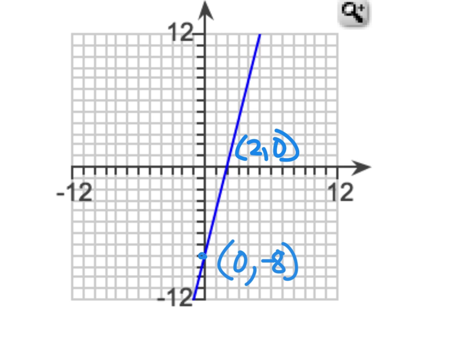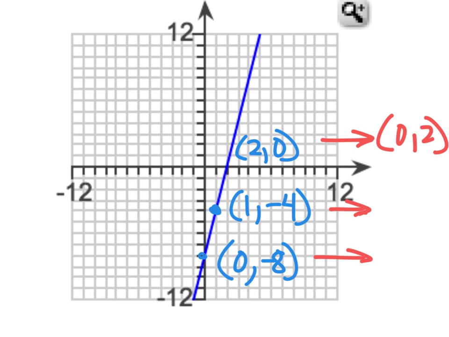And if I wanted to find a third point, this point right here looks like it's the point 1, 2, 3, 4, so 1, negative 4. So if I had to guess, this point right there looks like it's 1, negative 4. All right, so those are our original points. And if we're going to have a graph of the inverse, we're just going to take those and swap the numbers. So this becomes 0, 2, this becomes negative 4, 1, and this becomes negative 8, 0. And so we're going to plot those points on this same graph.